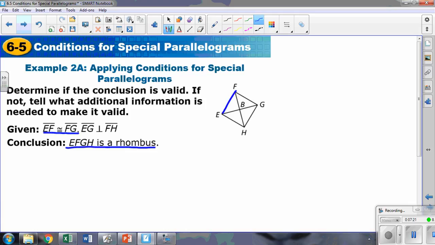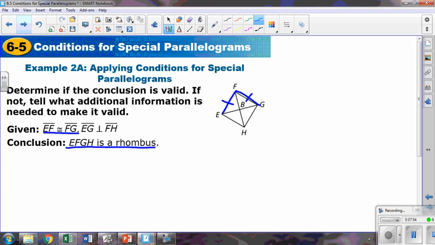EF congruent to FG. Please notice what that tells us. We have one pair of consecutive sides that are congruent. That's still not enough, though. We have to make certain that we actually do have a parallelogram. If it's a parallelogram and we've got the congruent sides, together those two things force it to be a rhombus.